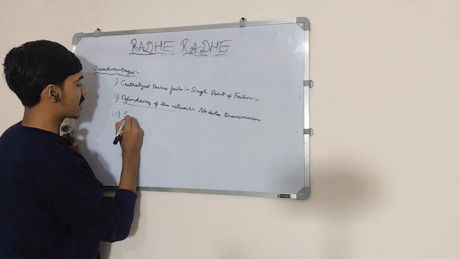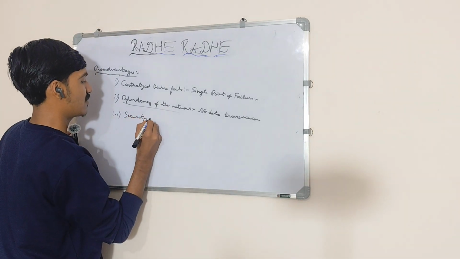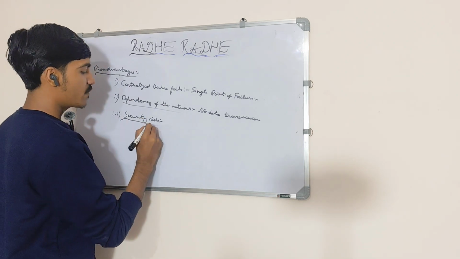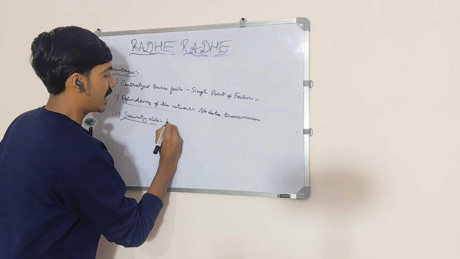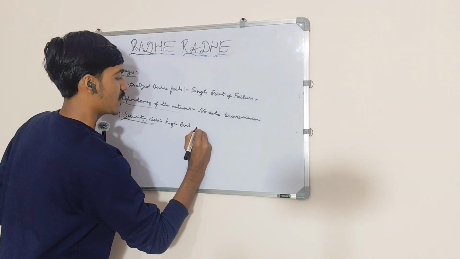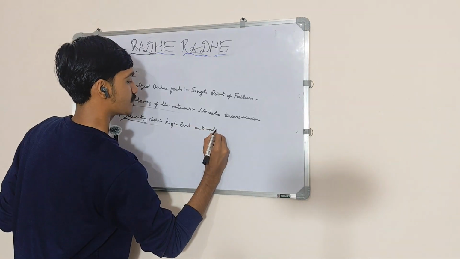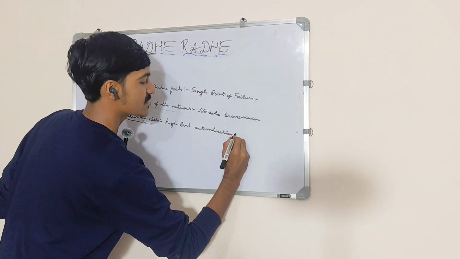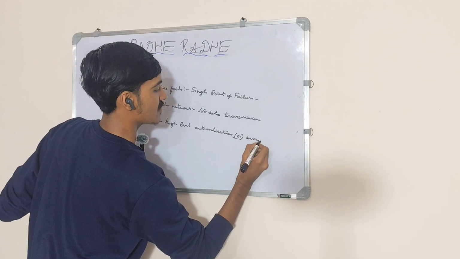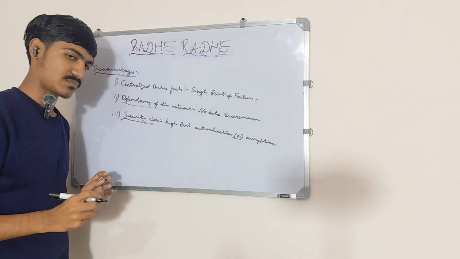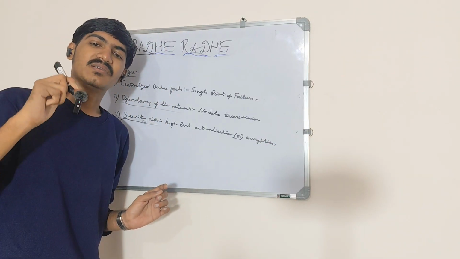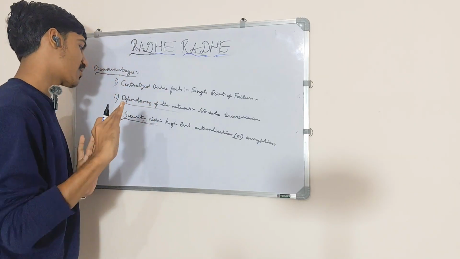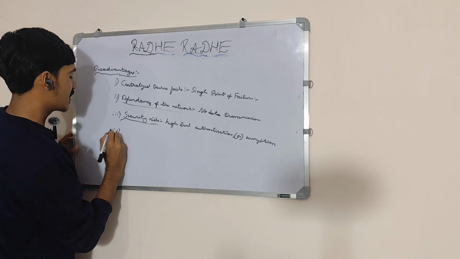Third, security risks. Security risk is the major concern. If you don't offer high level authentication or high level encryption of data, hackers can destroy your device, destroy your network completely. He can have access to the data of your network. Gone. Security risk is the biggest disadvantage.